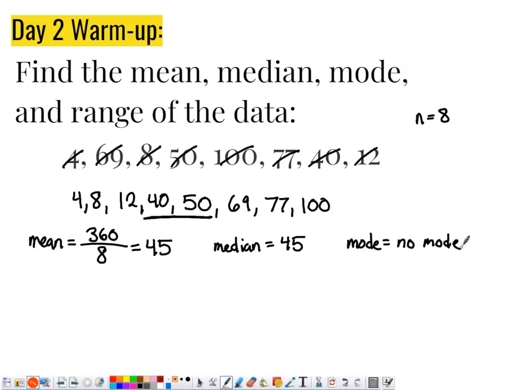And then the range, so take your biggest and then subtract off your smallest. So you have 100 minus 4. The range is 96.